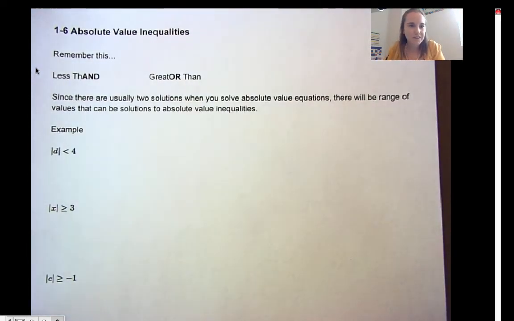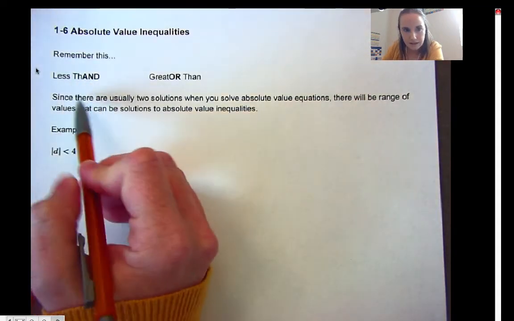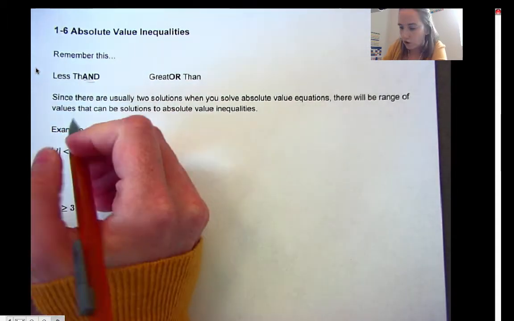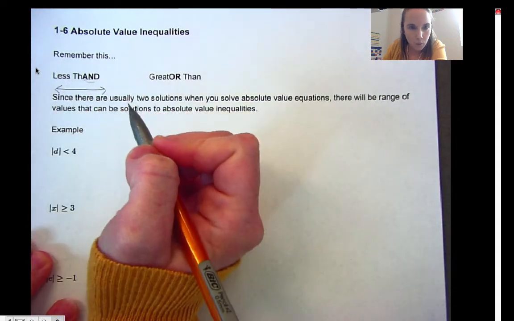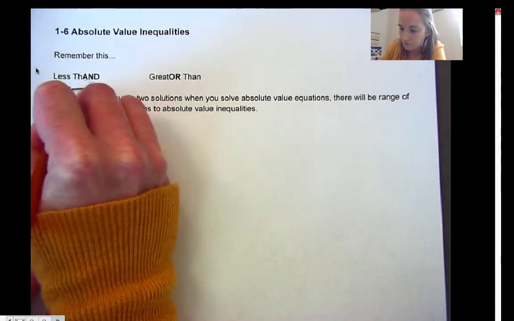All right, this is 1-6 continued. We're going to talk about solving absolute value inequalities. And two key words that I want you to remember, and look how I've got them written. Less than, you want to think "and." In the last video we talked about any "and" compound inequality. If it had "and," it was shading between.